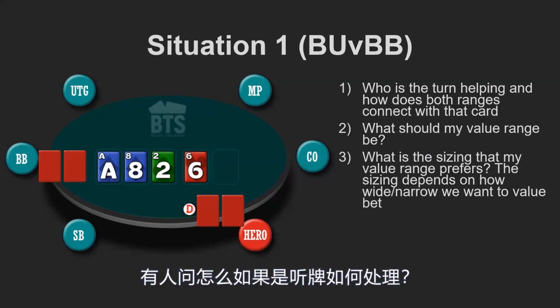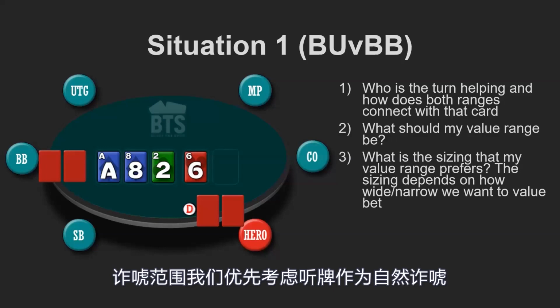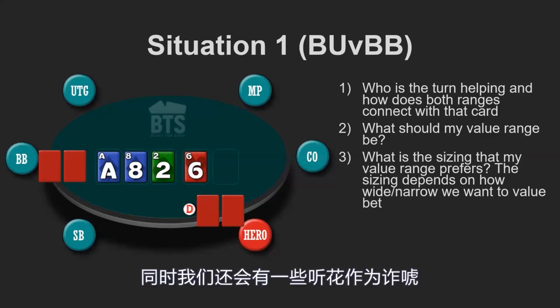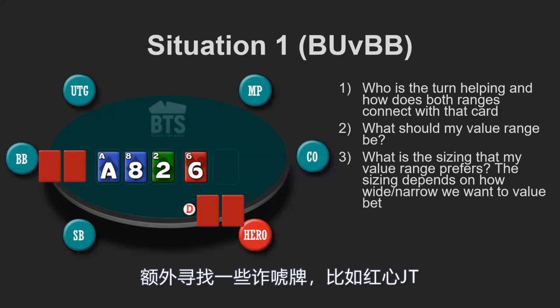Okay, what about draws? One Piece is asking, what about draws? So basically here we're going to be betting hands like ace 9, ace 10, ace jack plus, right? And then we're going to be betting the natural draws first. So if you have a hand like 9-7, a hand like 7-5, a hand like 9-10, a hand like 4-5, those would bet first, and then we can have hands like flush draws as well. So we have plenty of natural bluffs here, so we don't need to go crazy and be betting hands like jack 10 of hearts, for example. Because we have plenty of natural bluffs.